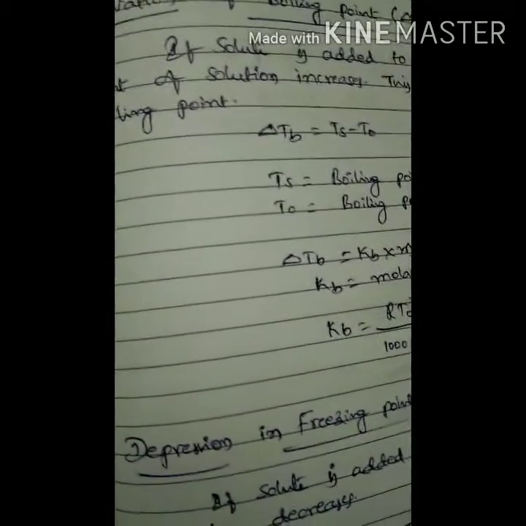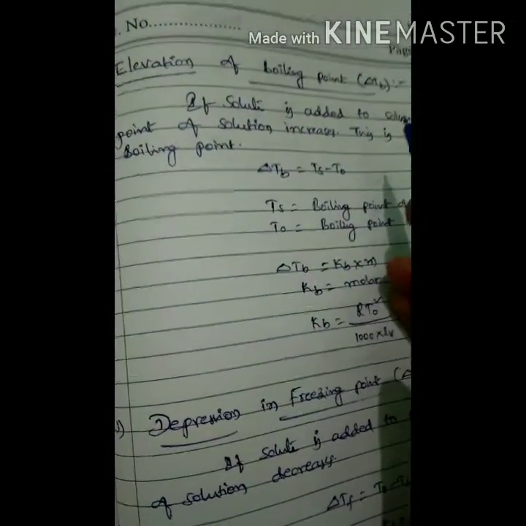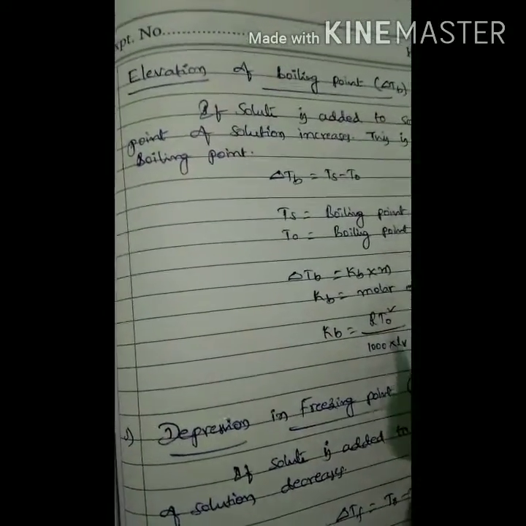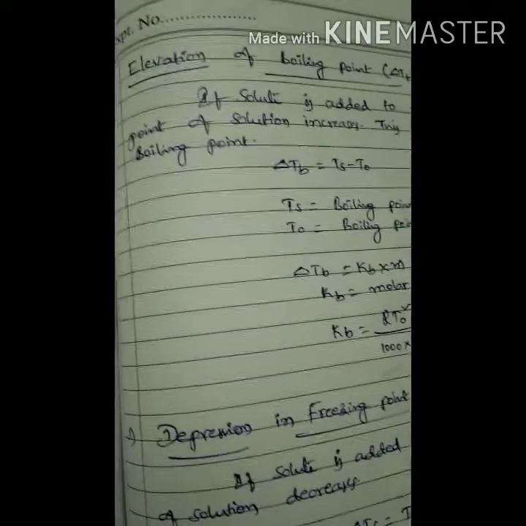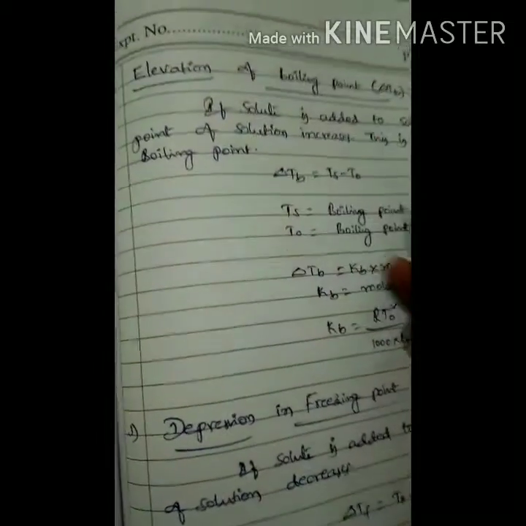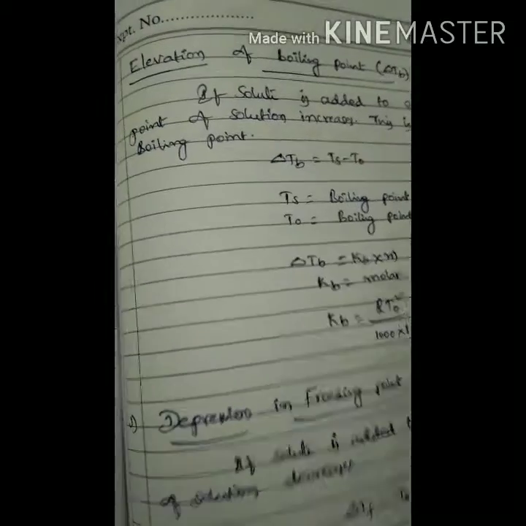For example, take water. The boiling point of water is 100 degrees centigrade. We know that. If some amount of substance, any substance, either salt or glucose or fructose, anything is added to that water, then it becomes solution. For that solution, its boiling point increases compared to previous case.